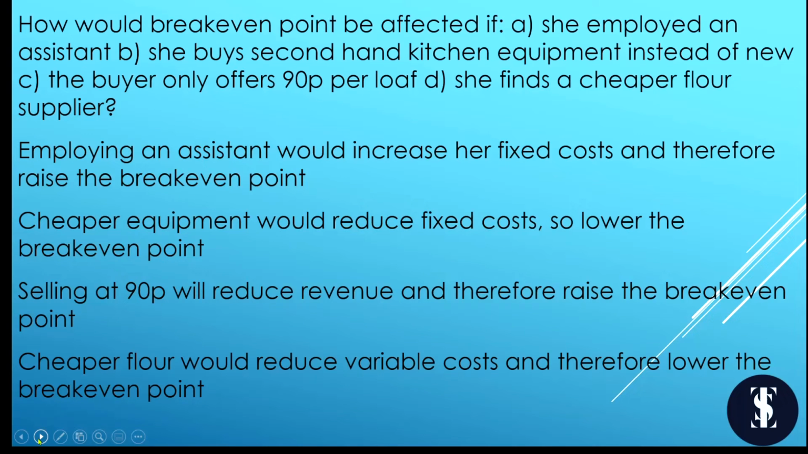If she employs an assistant, that will increase her fixed costs and therefore raise the break-even point. If she gets cheaper equipment, that will reduce her fixed costs, so lower the break-even point. Selling at 90p will reduce revenue and therefore raise the break-even point. Cheaper flour would reduce her variable costs and therefore lower the break-even point.